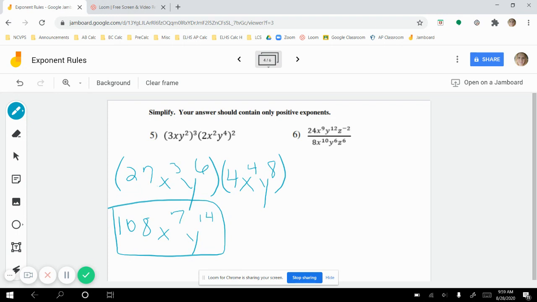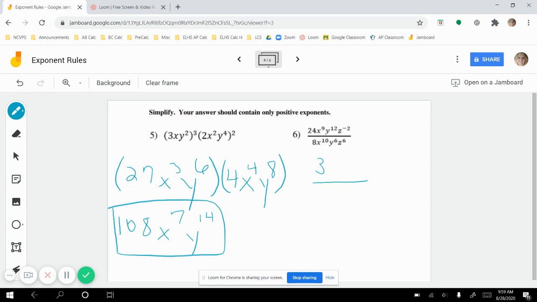All right, let's take a look at the next one. We have a fraction we want to simplify. Okay, so 24 over 8 is 3. We can go ahead and simplify that. Now let's take a look at our x's. Highest power of x is in the bottom, isn't it? Okay, so here's how you want to think of these.